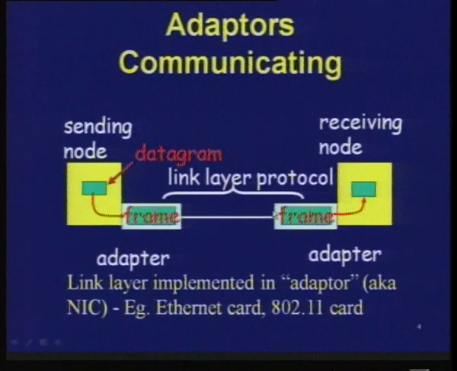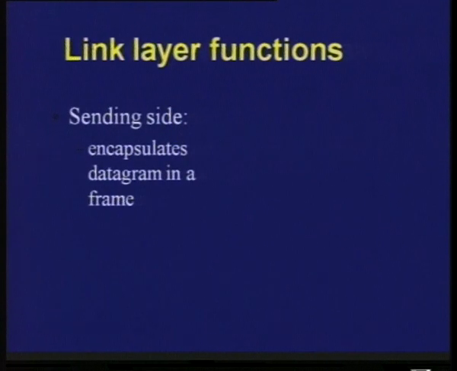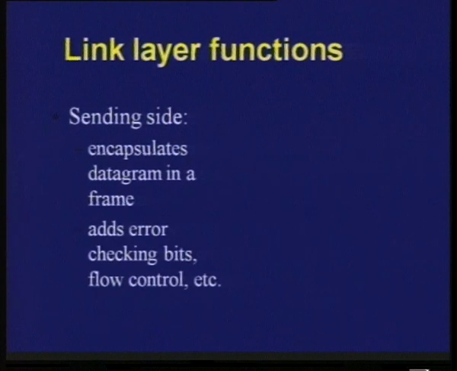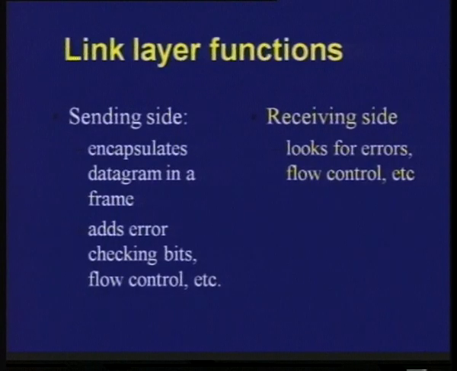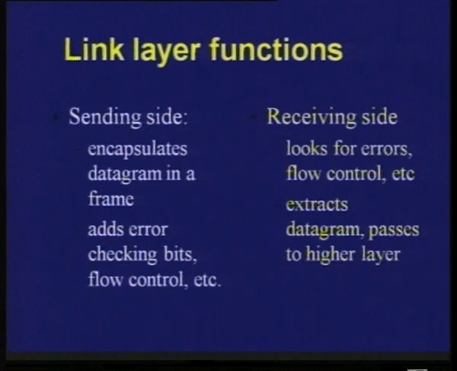Now, let us take a brief look at the various link layer functions. On the sending side, we saw that it is encapsulating the datagram in a frame. Second, in order to do error checking and flow control, it will add some additional bits, which we refer to as error checking bits, flow control bits and so on. Similarly, on the receiving side, it will first look for errors, flow control, etc. Then it will extract the datagram and pass it on to the higher layer. So, these are 2 functions that take place at the sending side and the receiving side.